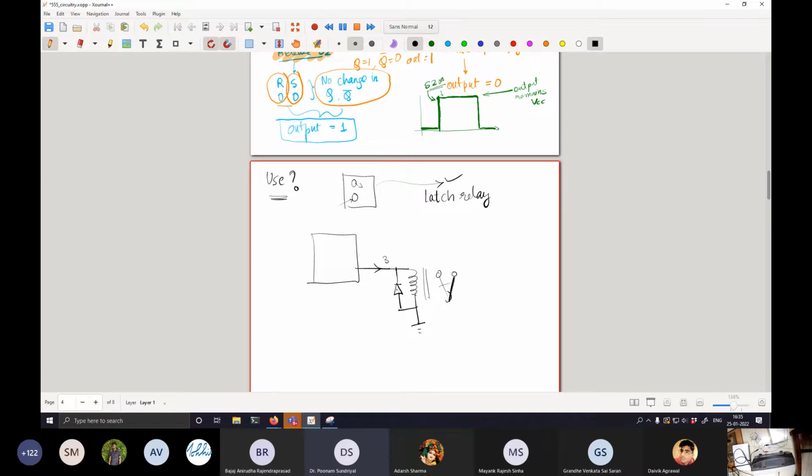It stays powered. You are not pressing any buttons, but the entire circuit is energized. Then once you press S1 again, the relay will de-energize and it will switch off. This kind of circuit, latching relays, is very useful in many applications. In many control panels, you will see such kinds of switches.